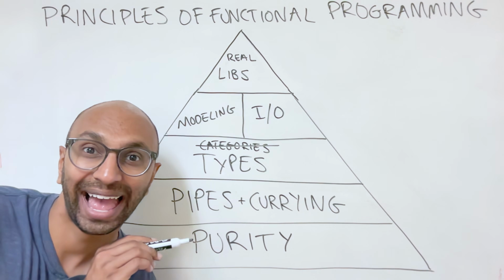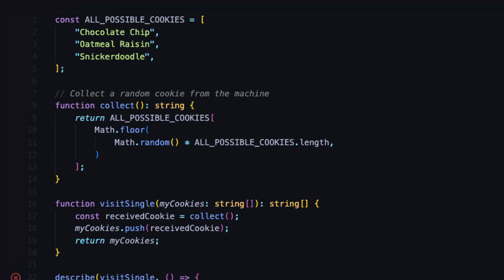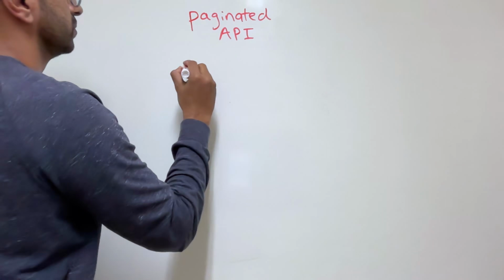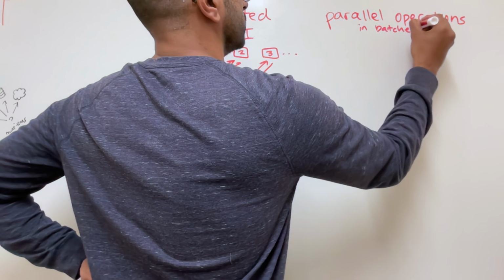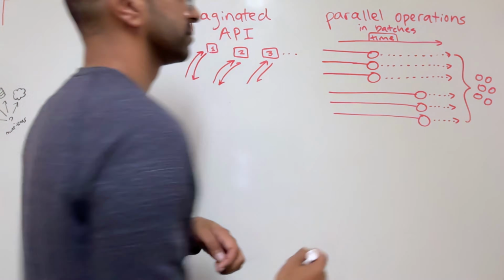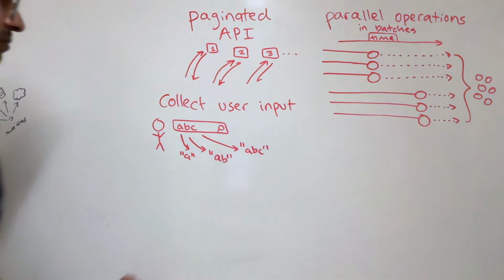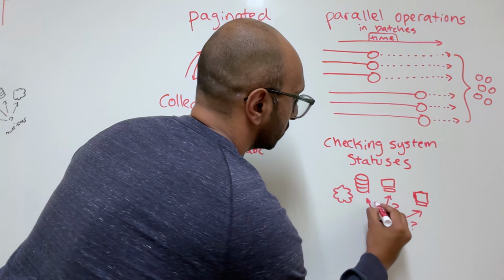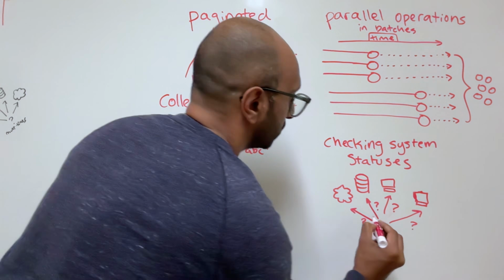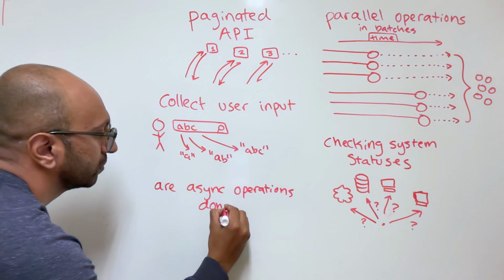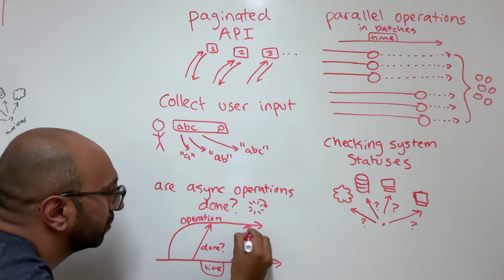For the next few episodes, we'll work with this example. We have a cookie machine which gives us random cookies, and we'll be visiting it to build up our collection of cookies. This is a decidedly silly example, but it's analogous to many real-world things. It could represent querying a paginated endpoint, doing a bunch of operations in parallel in batches, reacting to user input, for example, collecting all the keys typed into a search box, pinging a single service or system or multiple services or systems for their status, checking and waiting for some async operations to have completed, etc.